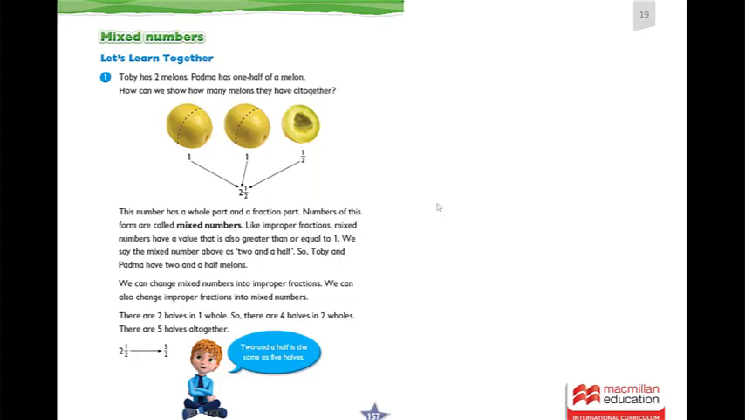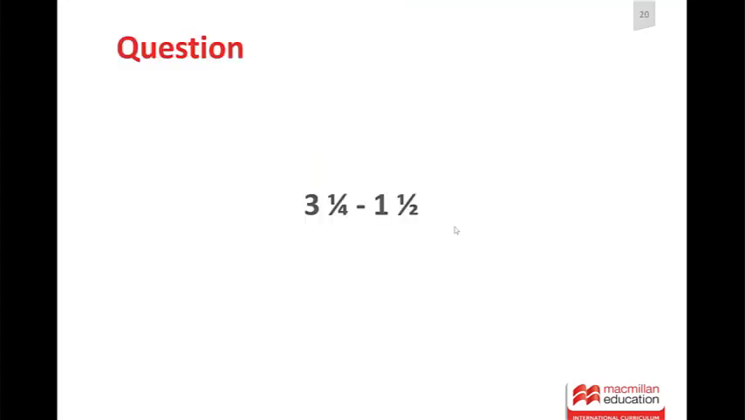Obviously, in a webinar like this, it's hard to go through everything. It's never going to be possible. But we've gone through quite a few things. I want to wrap up on one last question, which is this one: 3 1/4 take away 1 1/2. What I do here for my children, and for my teachers as well, is ask them 3 1/4 take away 1 1/2. How many different ways can you solve this question?